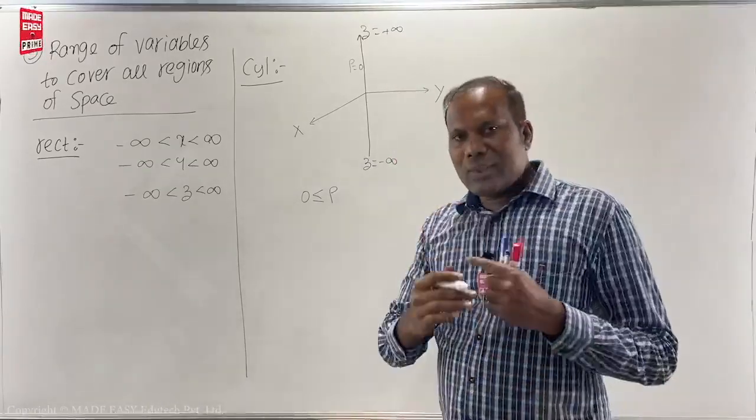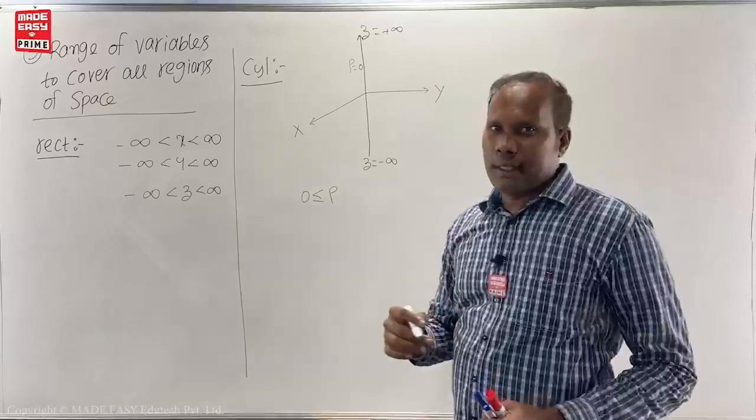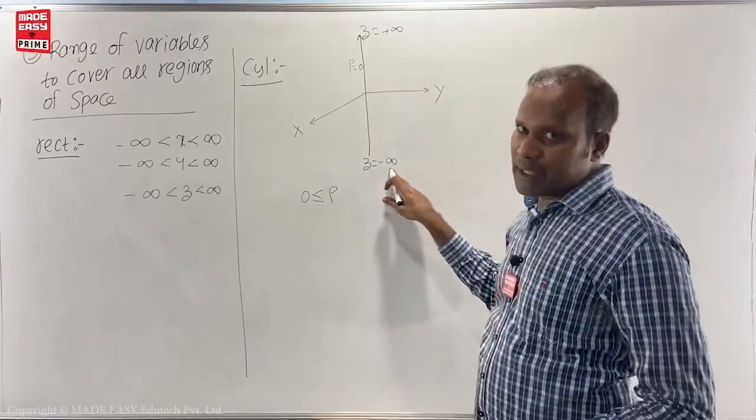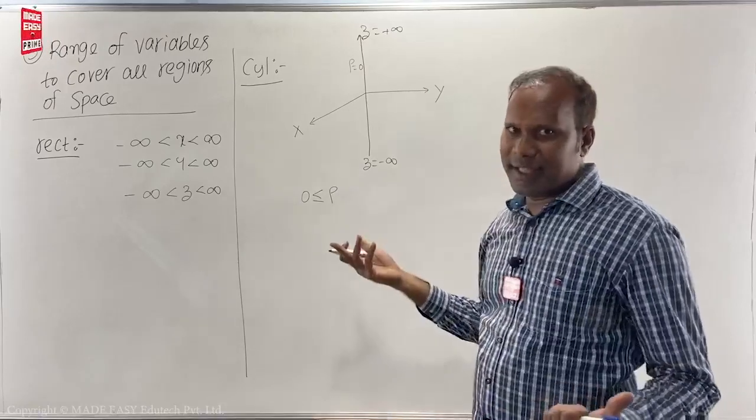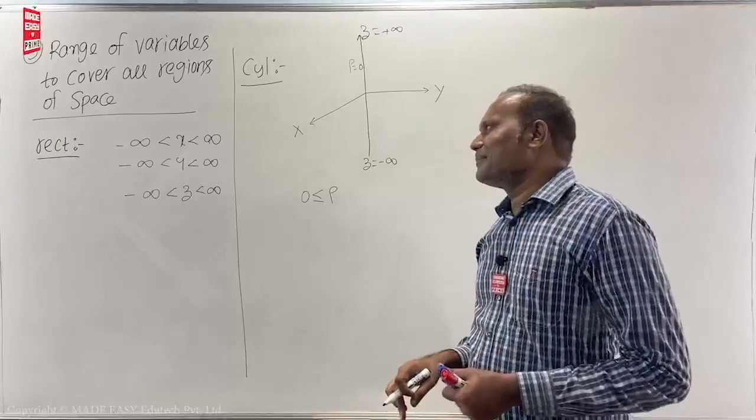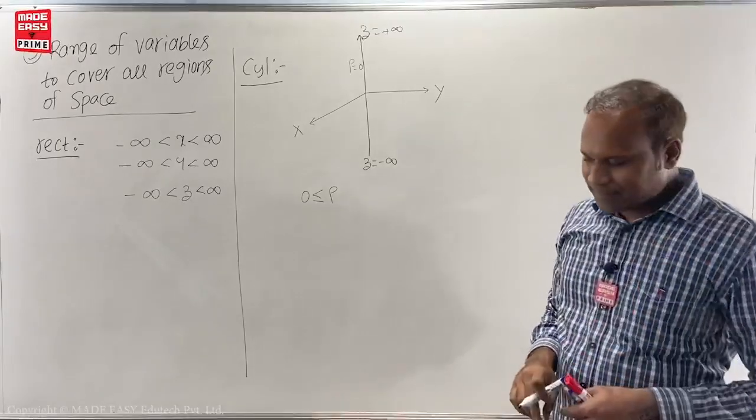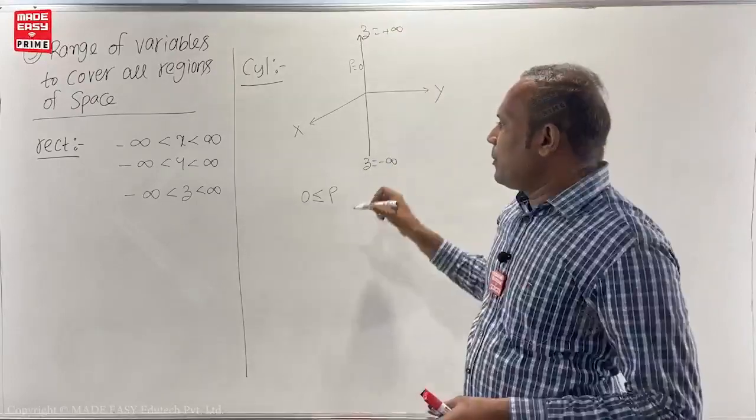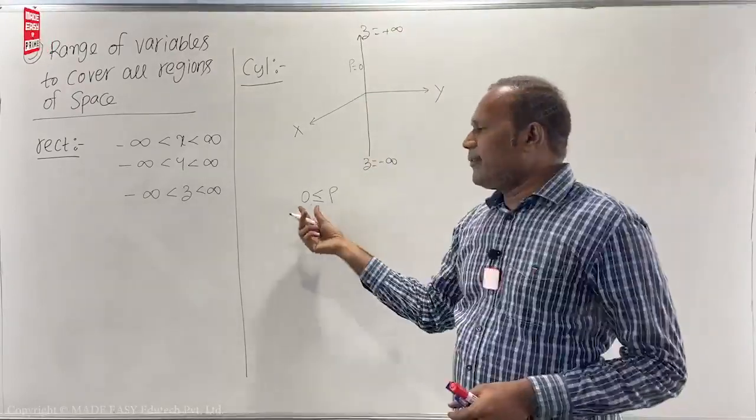Now the z-axis is what? An infinitely long line, because from minus infinity to infinity is infinity. So it is an infinitely long line. Okay. Now dear students, rho equal to 0 means the z-axis, that is the infinitely long line.